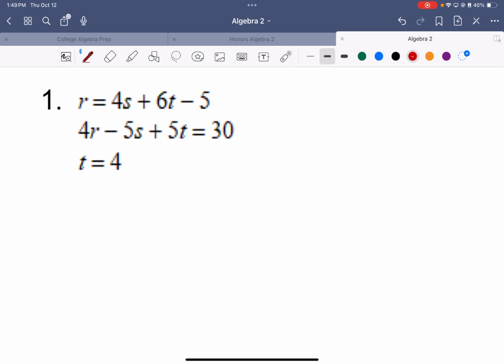So I've got R is equal to 4S plus 6T minus 5. I've got 4R minus 5S plus 5T equals 30. And I've got T is equal to 4.